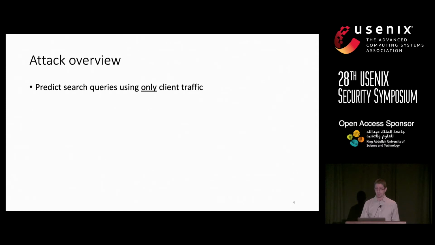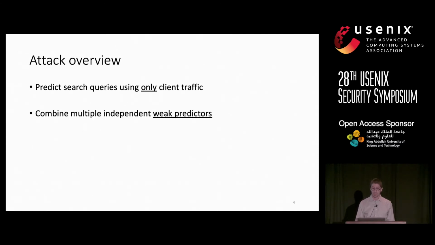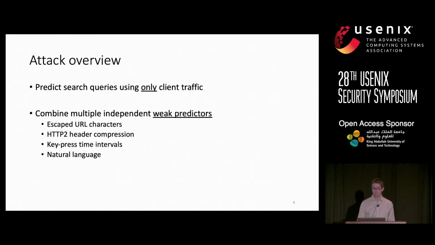Just a quick overview of the attack. The goal is to predict what query a user is searching for, looking only at traffic coming out of the client, so only outbound traffic from the victim's machine. One of the key ideas, which I'll come back to later in the talk, is that the attack combines multiple weak sources of information leakage. These sources in their own right really aren't a serious threat, but when you put them together, especially because they're independent, they become a more serious concern.